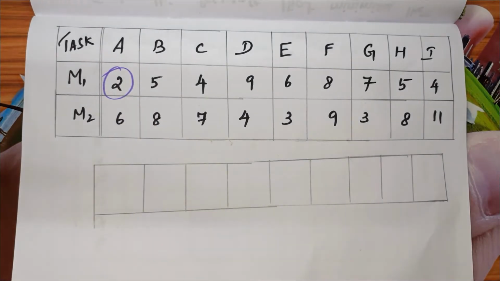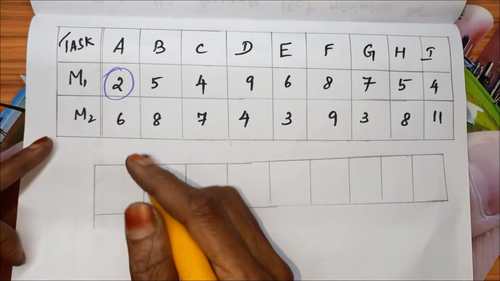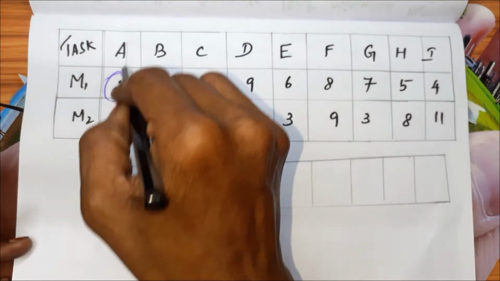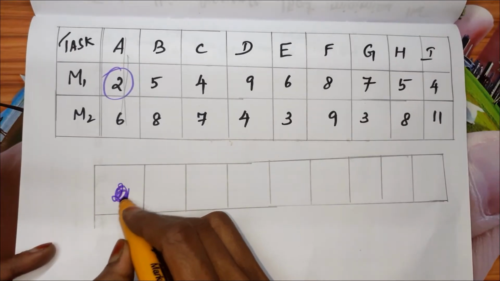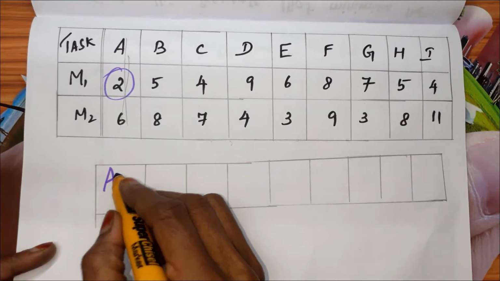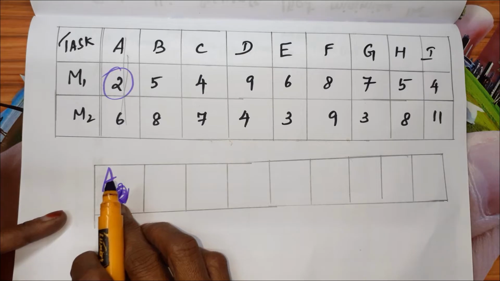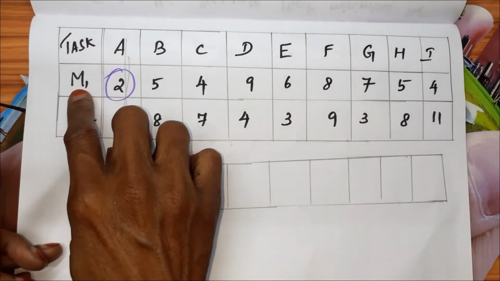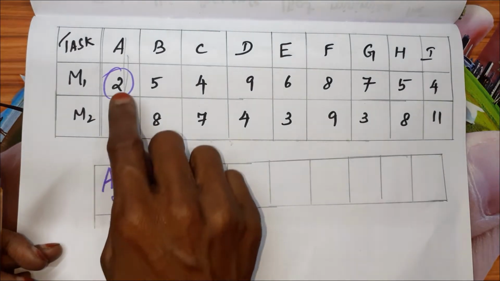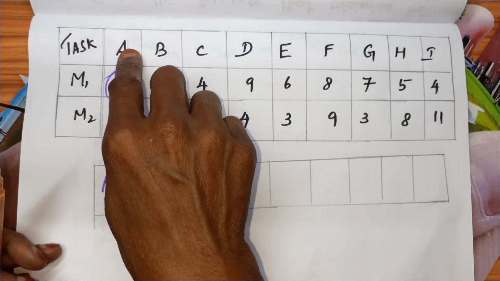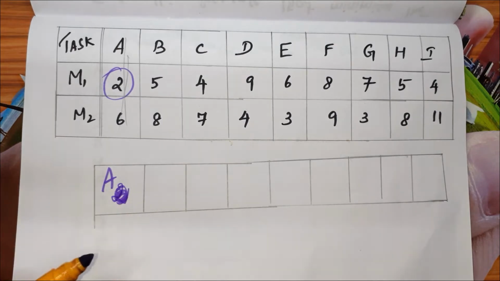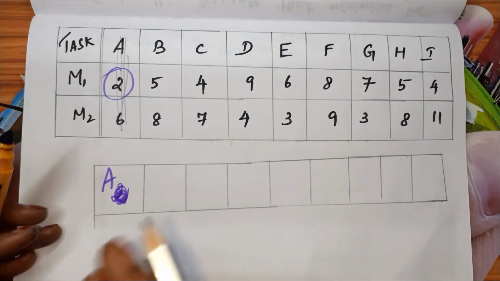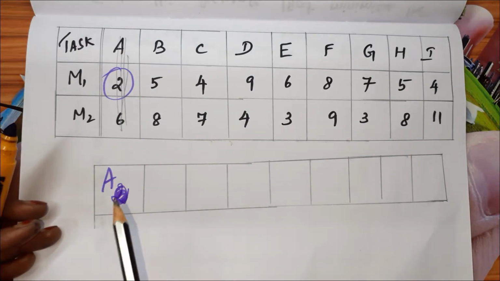So where do we have to start? It belongs to machine 1, so we have to start from the left side. So job A will come on this side. I repeat: 2 is the minimum out of all given values. 2 belongs to M1, so we start from the left side, and this 2 belongs to job A. So A comes first, and we strike this job, since we are not able to repeat it again. For that reason we strike it.